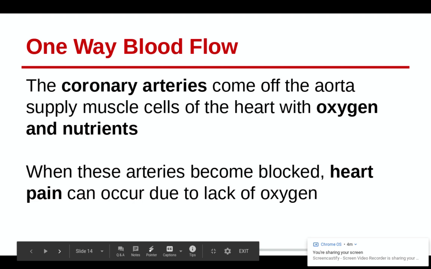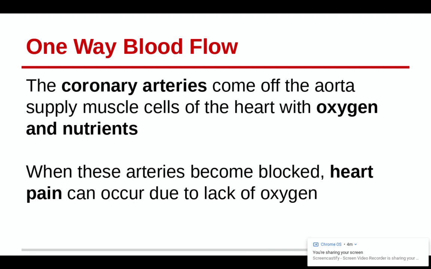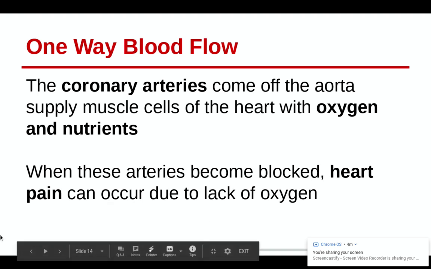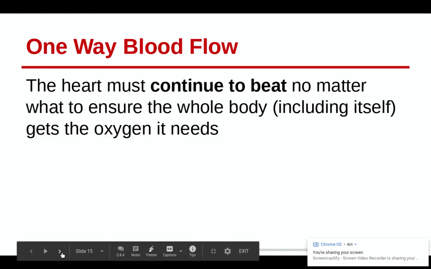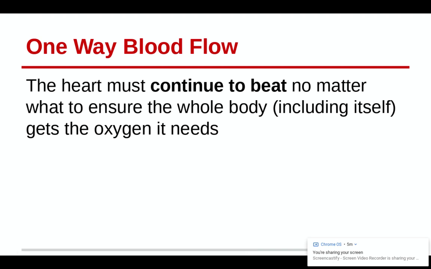The coronary arteries come off the aorta and supply the muscle cells of the heart with oxygen and nutrients. When these arteries become blocked, heart pain can occur due to lack of oxygen. We talked about what blocks them in the last set of notes on the circulatory system. The heart must continue to beat no matter what to ensure the whole body, including itself, gets the oxygen it needs.